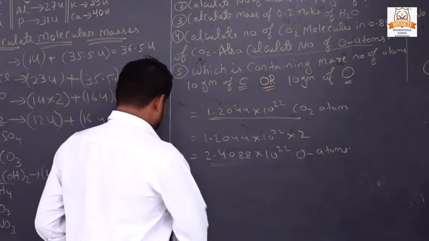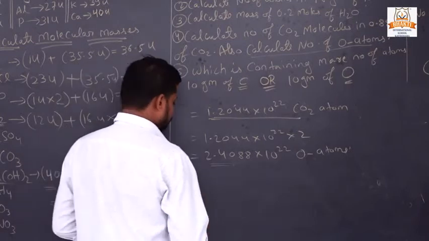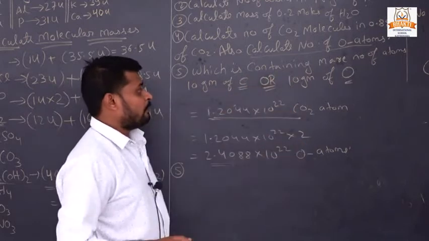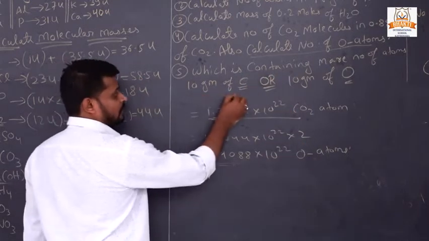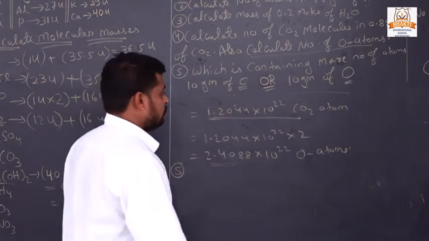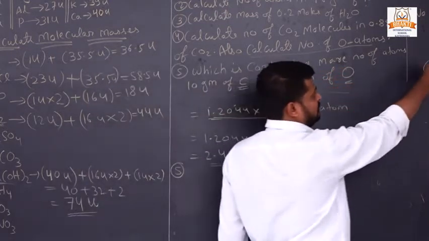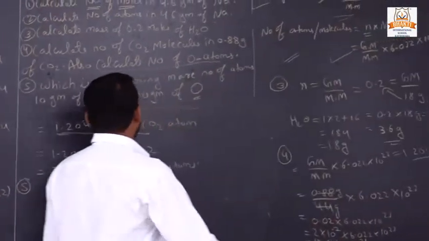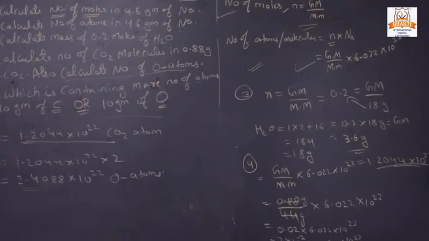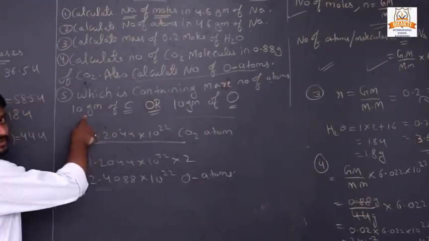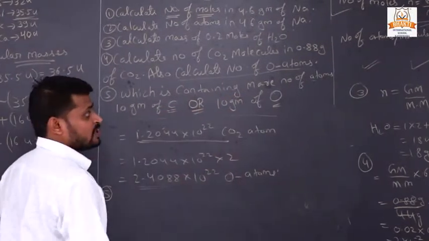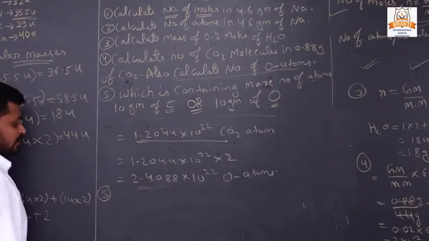Now question number 5. Which contains more number of atoms, 10 gram of carbon or 10 gram of oxygen? We have to compare, so we will use the second method. Second formula, why? We have to find the number of atoms, and for that the given mass is given and we have to find the molar mass. So we use given mass upon molar mass into 6.022 into 10 to the power 23.